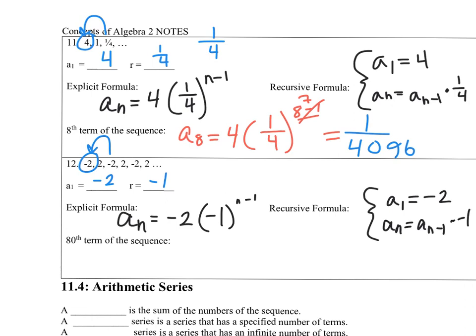And then to find the 80th term, you're definitely going to want to use the explicit formula. So it's going to be a sub 80, because that stands for the 80th term, equals -2, parentheses, -1 to the 80 minus 1. That's going to be 79. When you put this in your calculator, you're going to get 2. So the 80th term is 2.